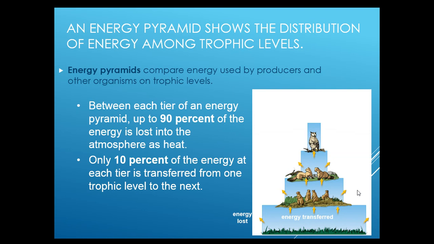So between each tier of an energy pyramid, up to 90% of the energy is lost as heat to the atmosphere. So as these organisms' cells go through the process of cellular respiration, if you recall from that chemical reaction, it is an exothermic reaction. So heat will be lost here, and that's why we see that only 10% of that energy is going to be transferred from one trophic level to the next. So that means that we are definitely going to need a lot more producers within an ecosystem than we do top-level consumers.